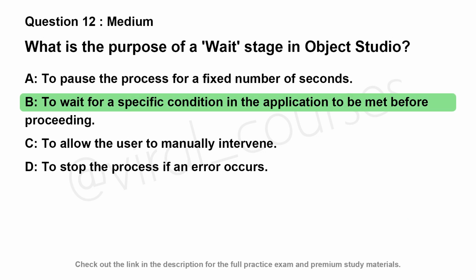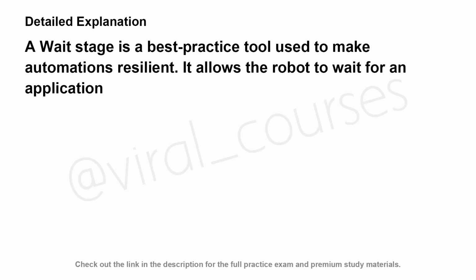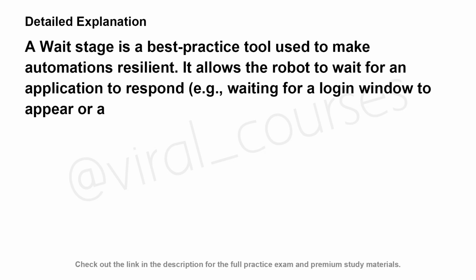The correct answer is B. A wait stage is a best practice tool used to make automations resilient. It allows the robot to wait for an application to respond, e.g., waiting for a login window to appear or a processing spinner to disappear.